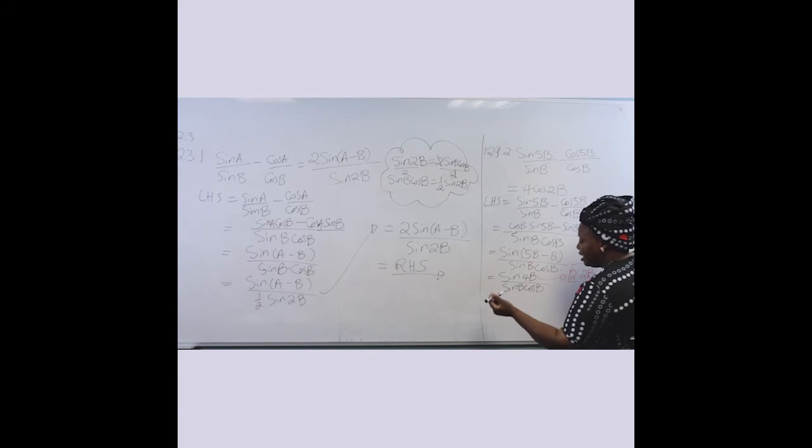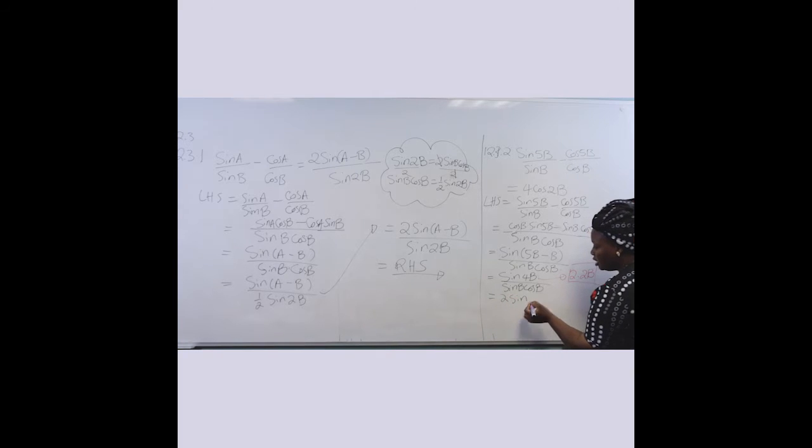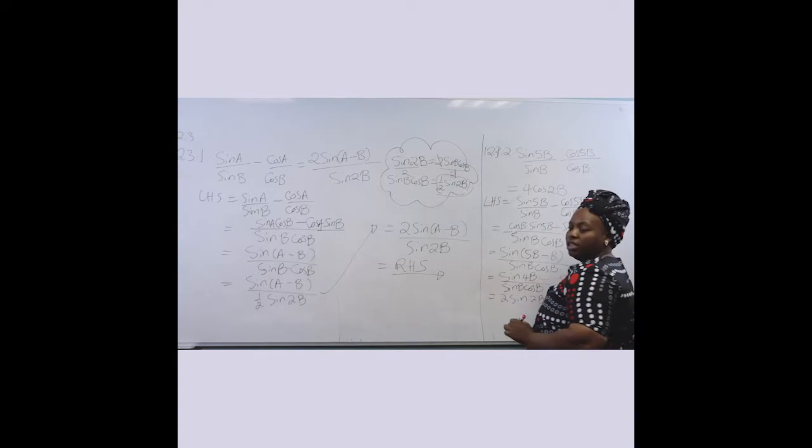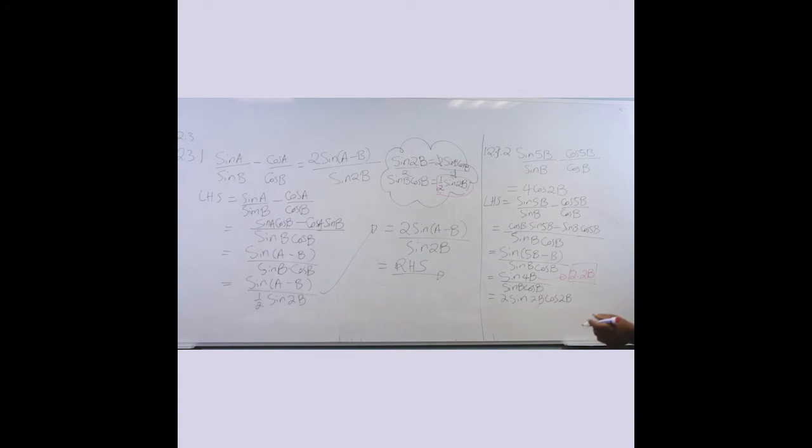So this is the same as 2 sine 2b cos 2b. That's what it means. Okay, and after that, remember we said sine b cos b can be written as half sine 2b on the previous question. So that's what we are going to use here to substitute as we did.